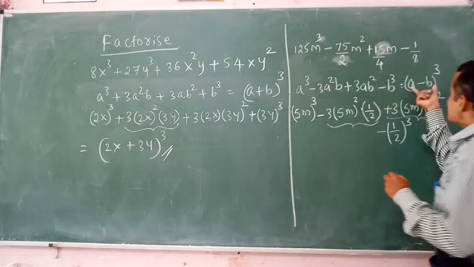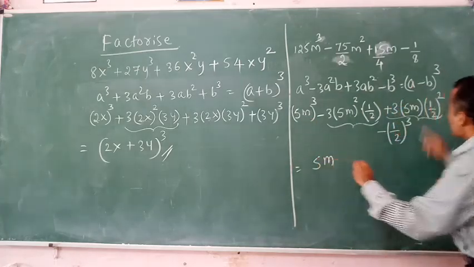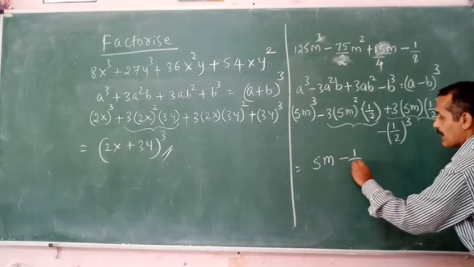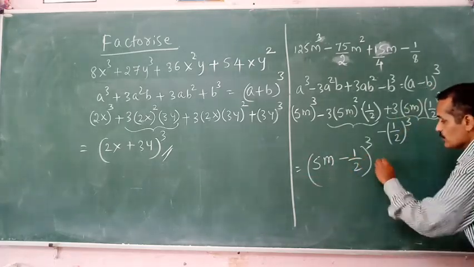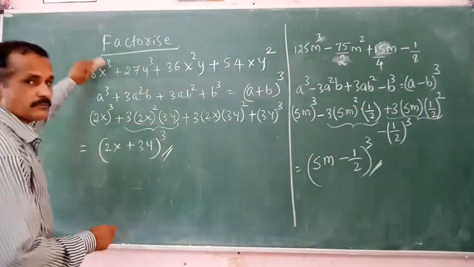Now my answer is a minus b the whole cube. A means here 5m minus b minus 1 by 2, the whole cube. That is the end of the problem. Okay, write on this. Over.